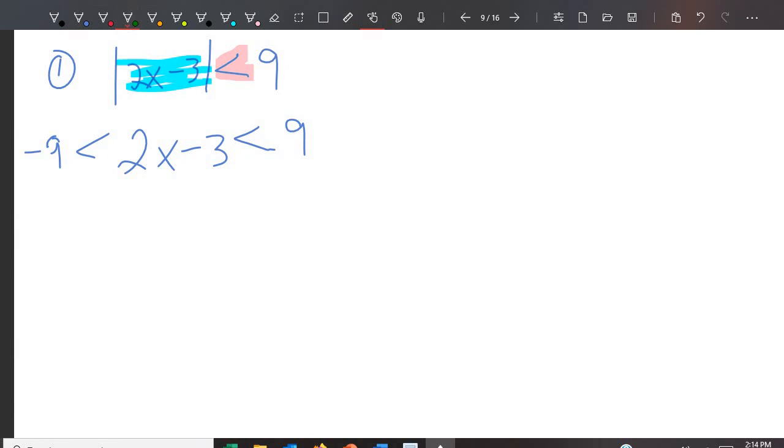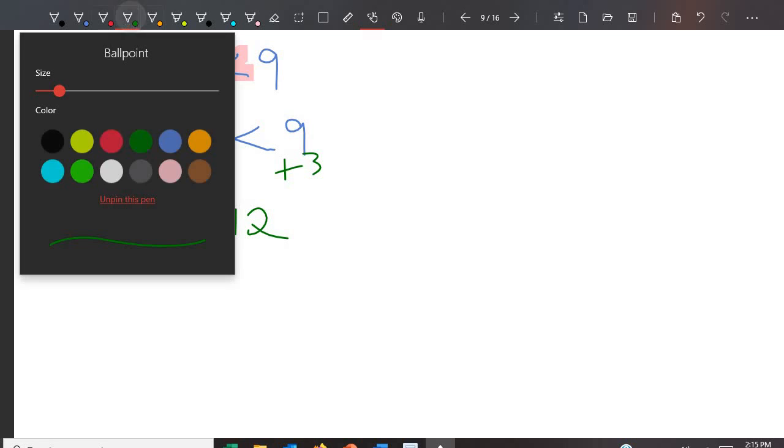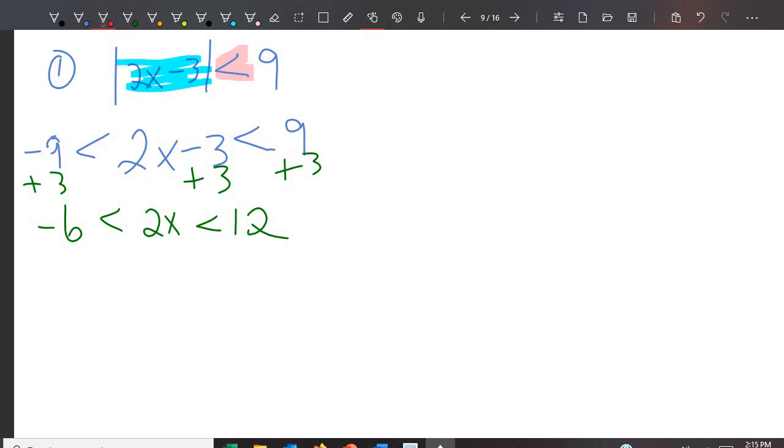Now comes the part where we solve it. So we've got to get rid of the 3 in the middle. We're going to add it to the right, the left, and the middle. So we get negative 6 less than 2x less than 12. Then we've got to get rid of the 2 in the middle, so we divide everything by 2.